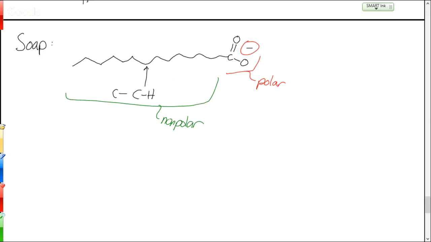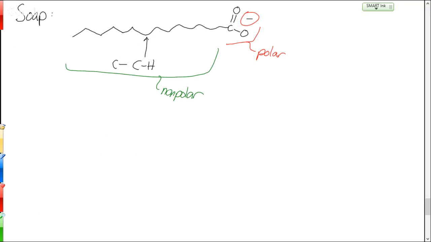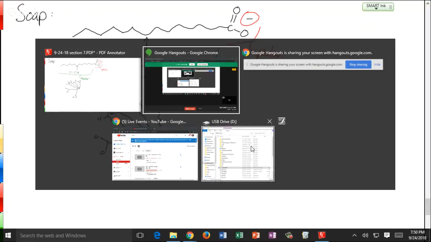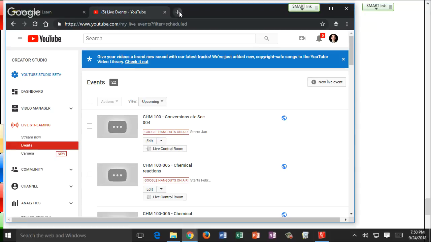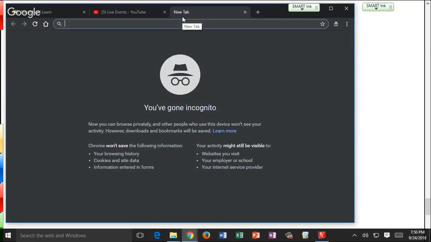So what happens in water when you put soap and water together is all of these soap molecules make these spheres where they have the polar part pointing out and the nonpolar part pointing in. And actually, this is the future, so let's just look it up on the internet.